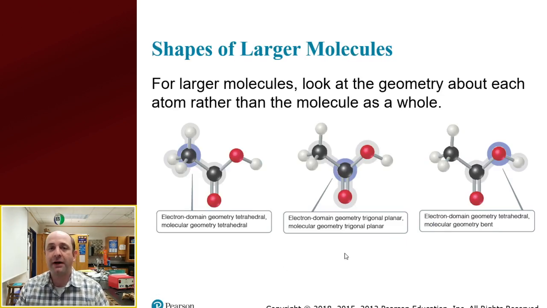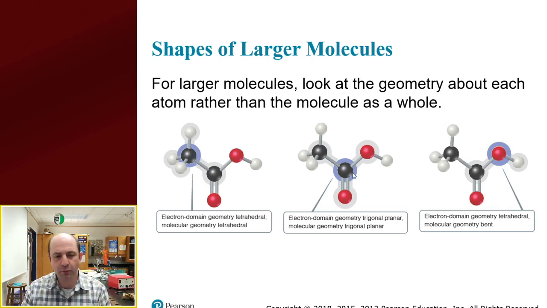All right. Now, what about larger molecules? What if it's not just one atom in the middle and then everything else around it? Well, then we just look one atom at a time. So here's a molecule. This is acetic acid. It's vinegar. So we'd say, oh, around this carbon, well, it has 4 bonds around it and no lone pairs. So both the electron domain geometry, that's tetrahedral, and the molecular geometry is tetrahedral.